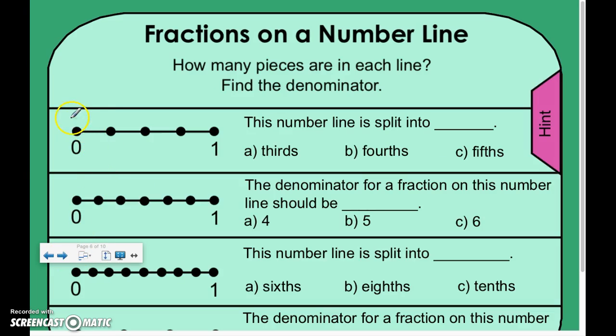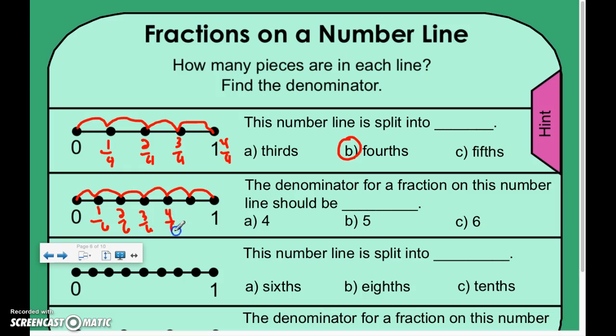Okay, let's look at this number line. 1, 2, 3, 4 jumps. So this is going to be 1/4. This is going to be 2/4, 3/4, and 4/4. So this number line is split into fourths. This is 1, 2, 3, 4, 5, 6 jumps. This is going to be 1/6, 2/6, 3/6, 4/6, 5/6, and this is going to be 6/6. So the denominator for a fraction on this number line should be 6.